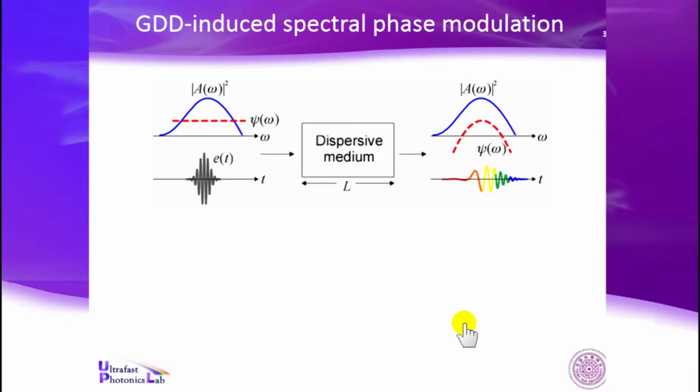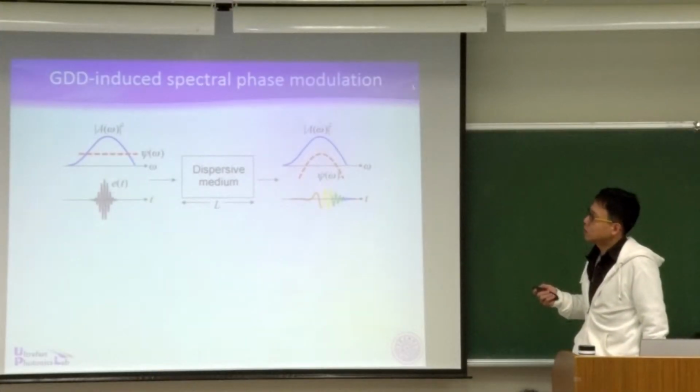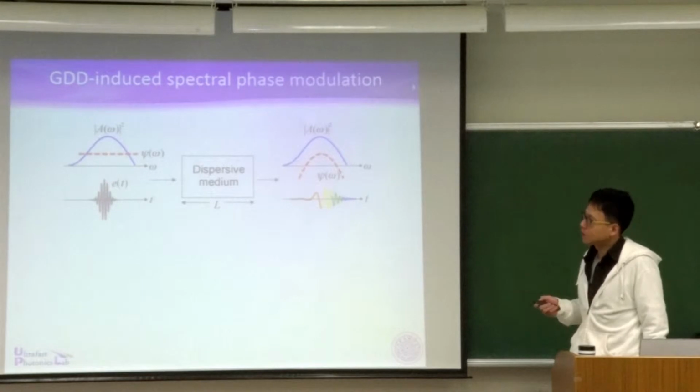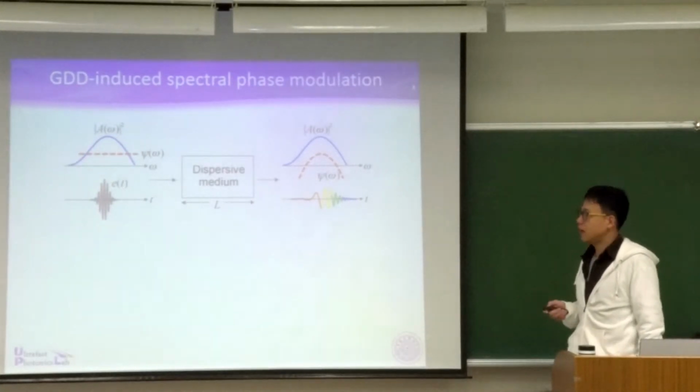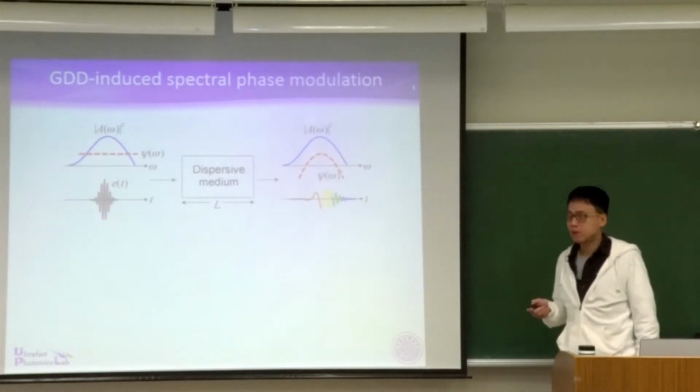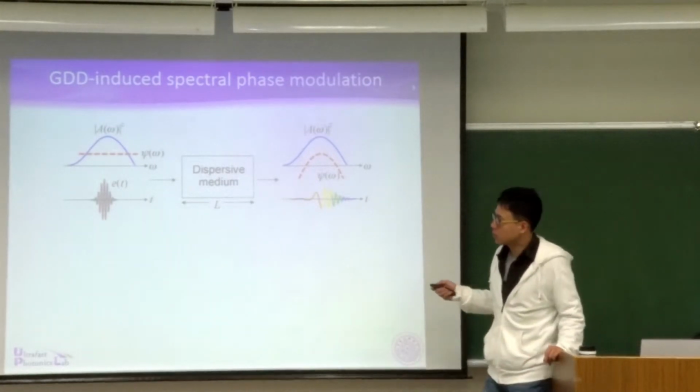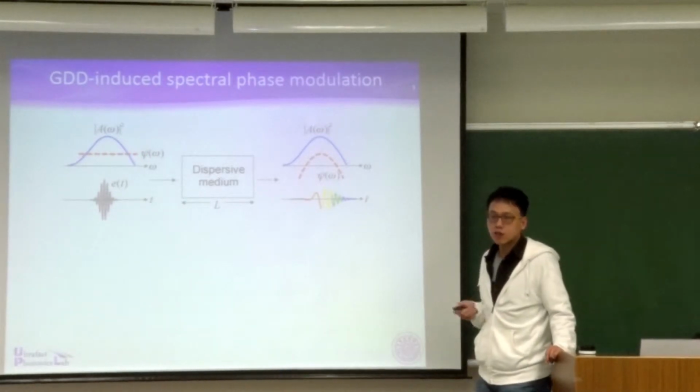I believe you must have been familiar with this picture. GDD-induced spectral phase modulation. Assume we have a transform-limited input pulse. So in the time domain, you have an electric field like this. Fringe density is nearly constant. And this is the frequency domain picture. The blue curve is the power spectrum. The red dashed line means the spectral phase. Since this is a transform-limited pulse, your spectral phase is a constant function.